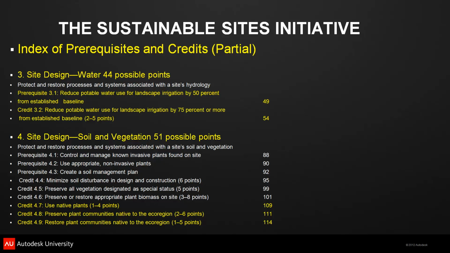By utilizing native or drought-tolerant plants, it's clear to see that credits can be obtained and applied toward the project by reducing potable water, which of course native and drought-tolerant plants will accomplish. As we look at Section 4, Soil and Vegetation, you can see in Credit 4.7 that using native plants can add another 1 to 4 points of credits.